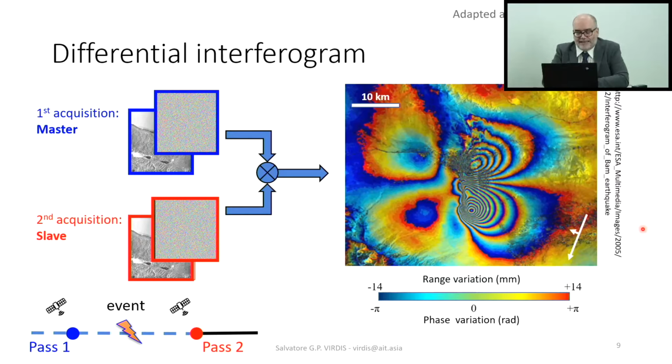So by measuring the phase, we can infer the displacement. Here we can color code the phase variation that we measure, of course, in radians from minus π to plus π. We can then convert this phase variation into range variation, where the magnitude is up to 28 millimeters per cycle in the case of a SAR C-band system.